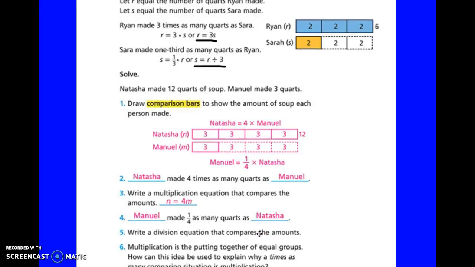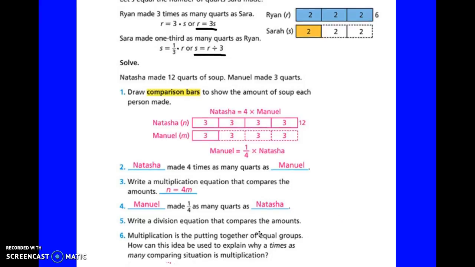Write a division equation that compares the amounts. How do I write that out as a division equation? I could say that Manuel is equal to Natasha's divided by 4, right? If I have this 12 quarts and I divide it by 4, I'm going to end up with the 3 quarts that Manuel made. So we have Manuel equals Natasha divided by 4.